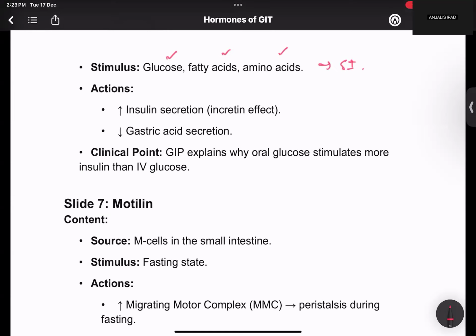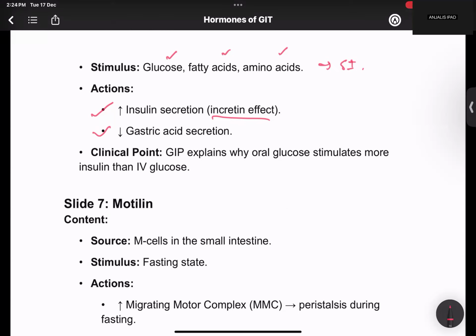Now, what are the actions? GIP has two main actions. First, it stimulates insulin secretion, which is called the incretin effect. And the second action is to inhibit gastric acid secretion.